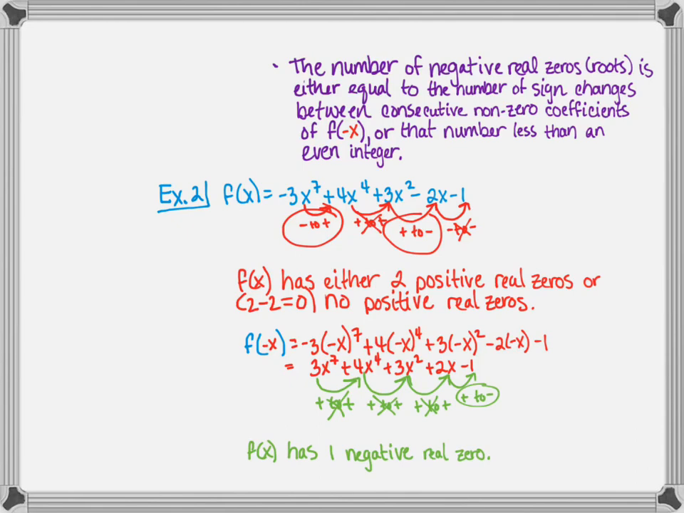So f of x has 1 negative real zero. If we did 1 minus 2, we'd get negative 1, but we can't have a negative number of real zeros. So f of x has to have 1 negative real zero.